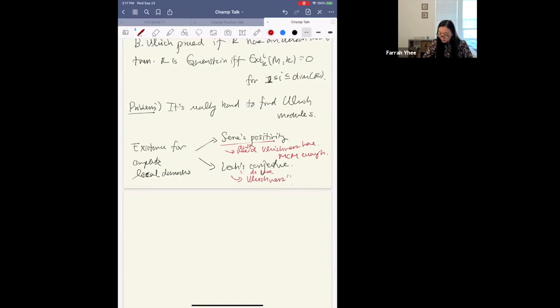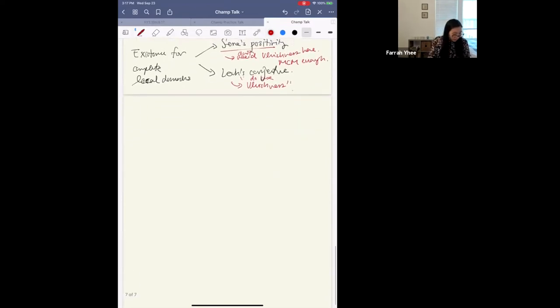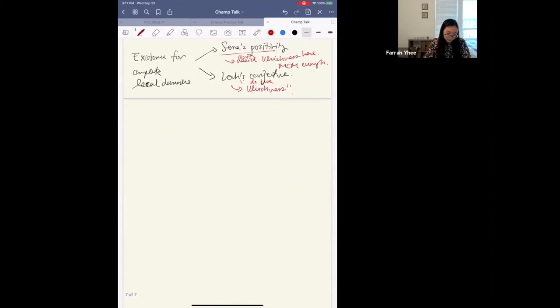Or at least that's one of the approaches for Lech's conjecture. Okay, so let me state what Lech's conjecture is. This was conjectured in the 1960s.